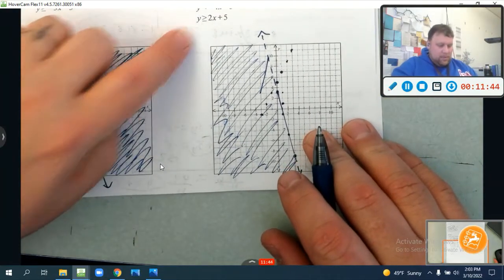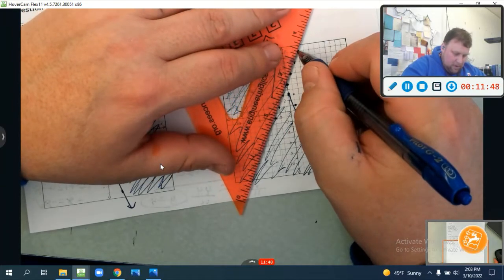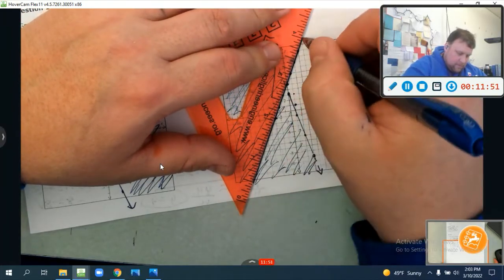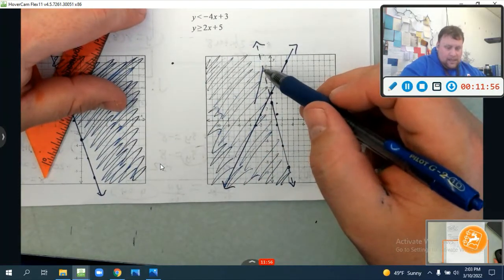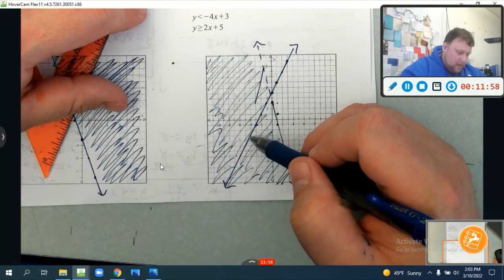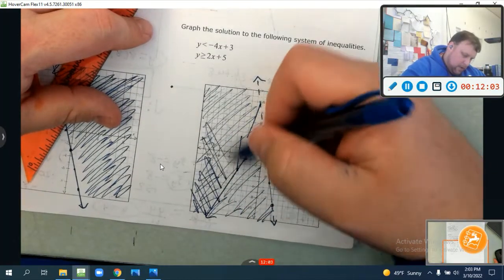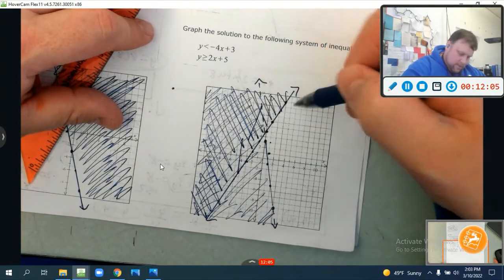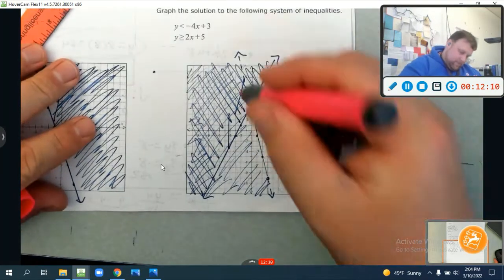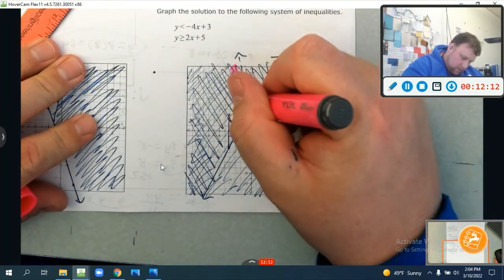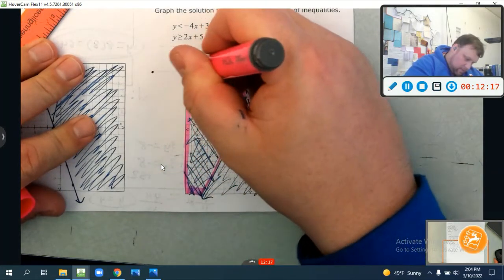Now this one should be solid, where the other one was supposed to be dashed, and I did it for part of it. And where the last one was less than, this one is greater than, so I'm going to put my pen on the line, and I'm going to go up, and I'm going to shade everything in this section. And what our solution region ends up being is where they both collide here.